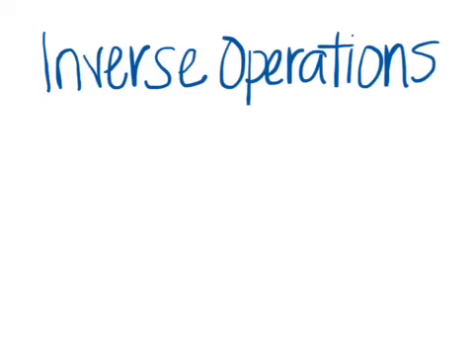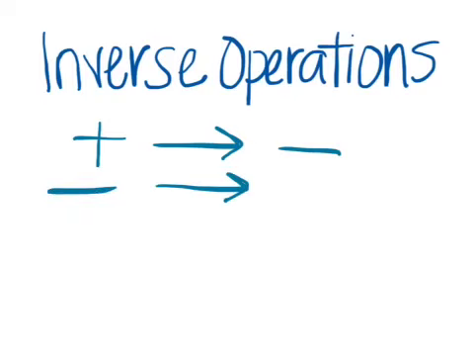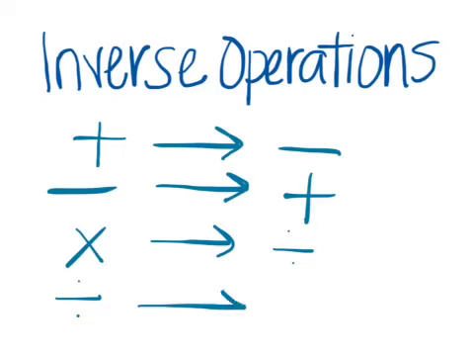The opposite of addition is subtraction. So if you see something added, you're going to subtract to do the opposite, or the inverse operation. If you see something subtracted, the inverse operation to that is addition. Multiplication's inverse operation is division, and division's inverse operation is multiplication. Please make sure you write this on the side of your notes.